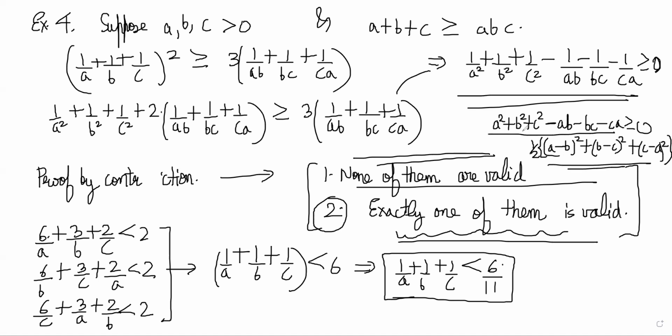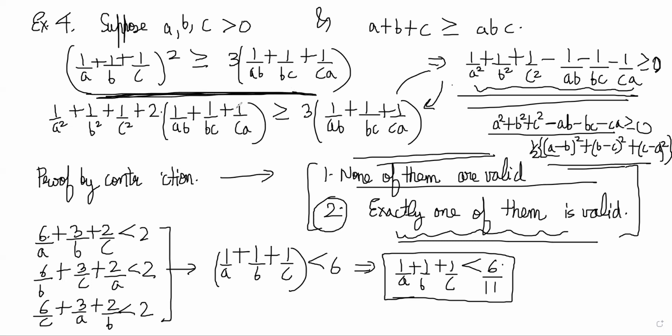Because this is half of this, similarly we can show that this is also true because it is half of (1/a − 1/b)² + (1/b − 1/c)² + (1/c − 1/a)². So that has to be positive. So this is true, then that implies this is true. And if this is true, we have this is true, right?